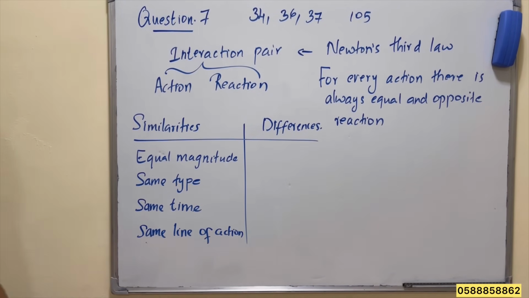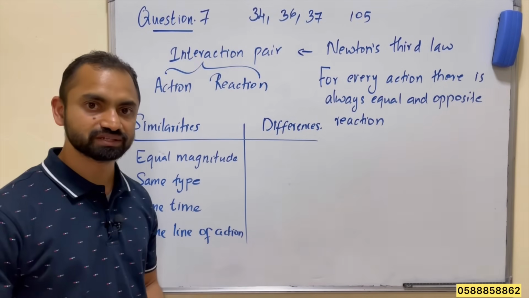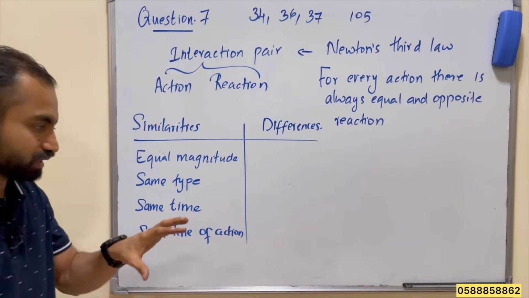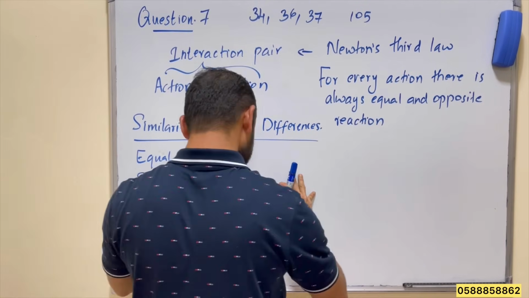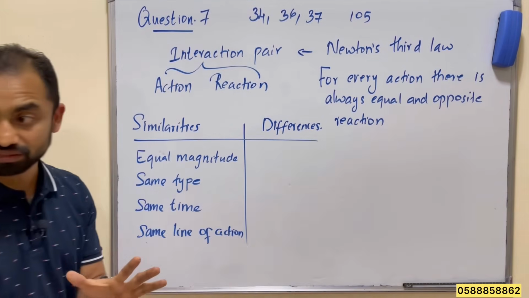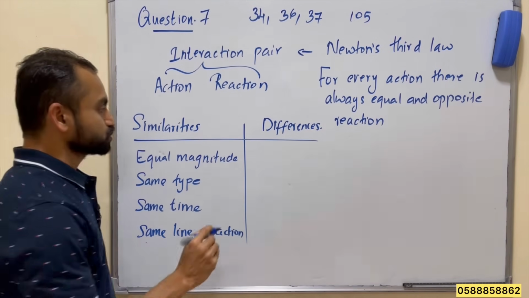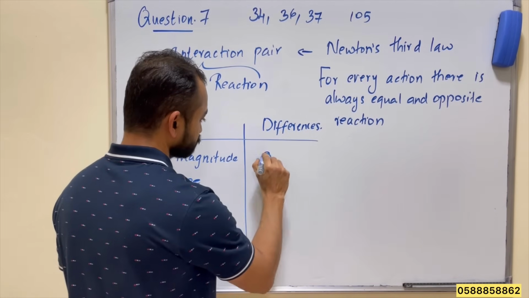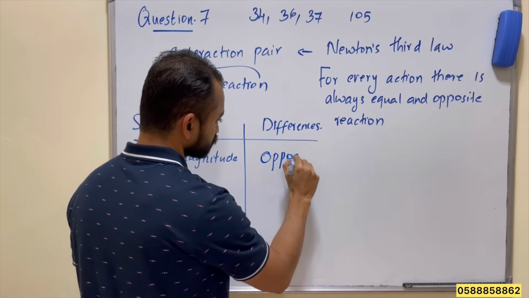What are the differences? Action will be in one direction. Reaction is in the opposite direction. So action and reaction, the interaction pair, will be in opposite directions.